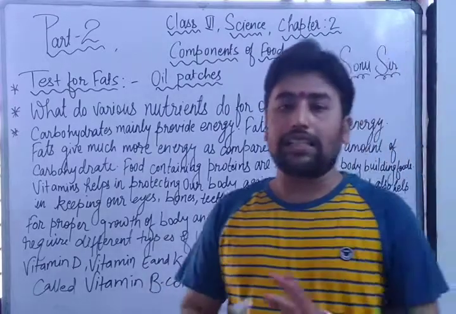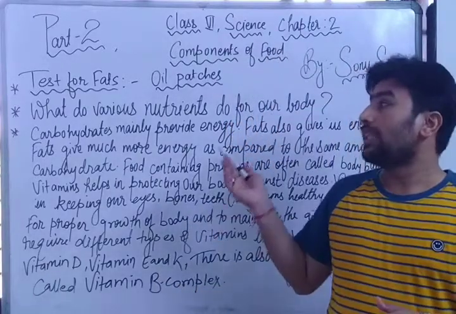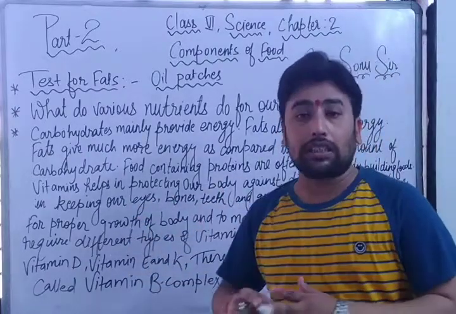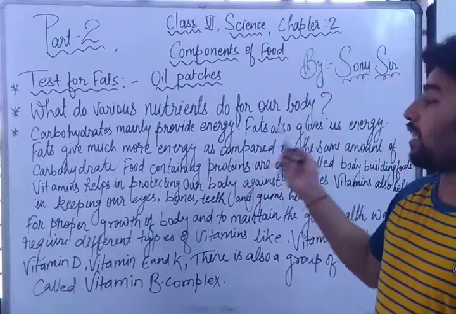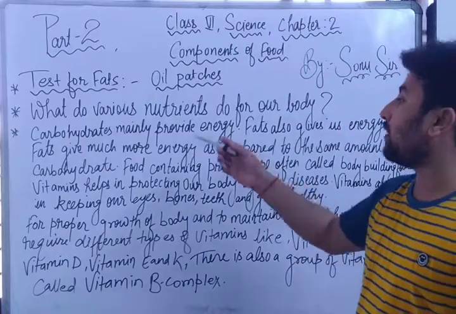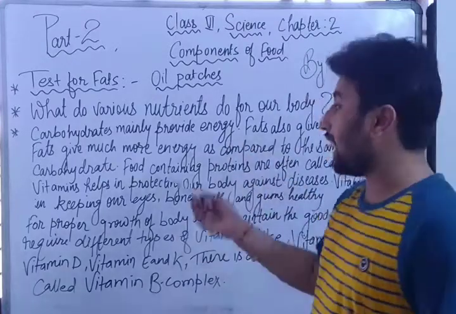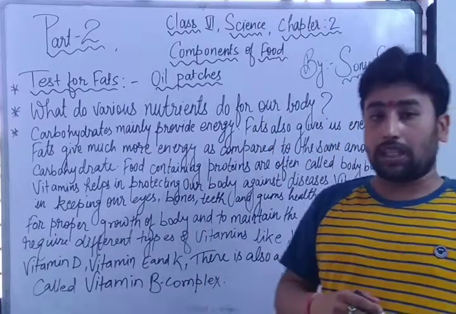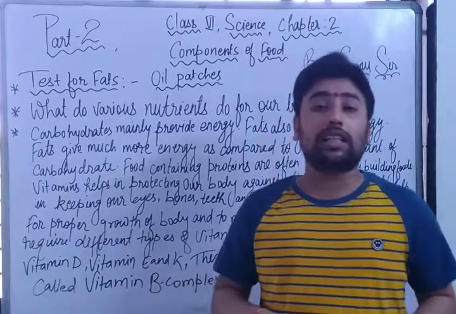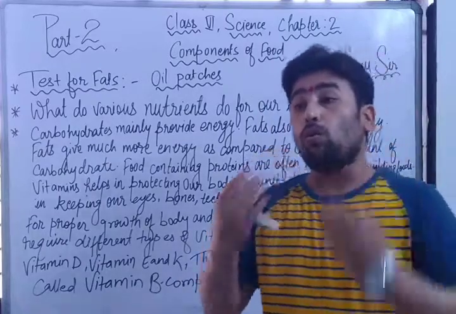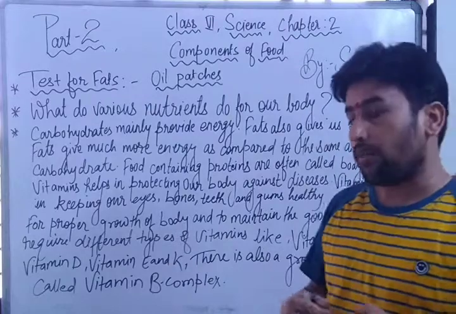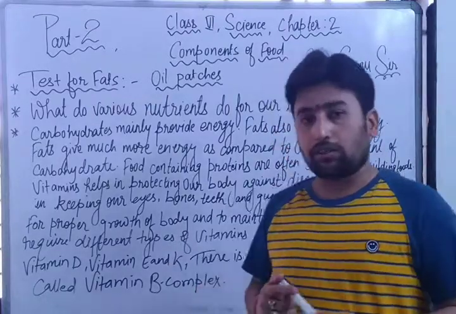In this video I have just explained to you the test for starch, test for protein, test for fats, and then the various nutrients and how they protect our body, as I explained to you about fats, proteins, vitamins and the different types of vitamins. These vitamins are especially required for our growth and development, and to protect against diseases in our body. That's all for today. Thank you very much.